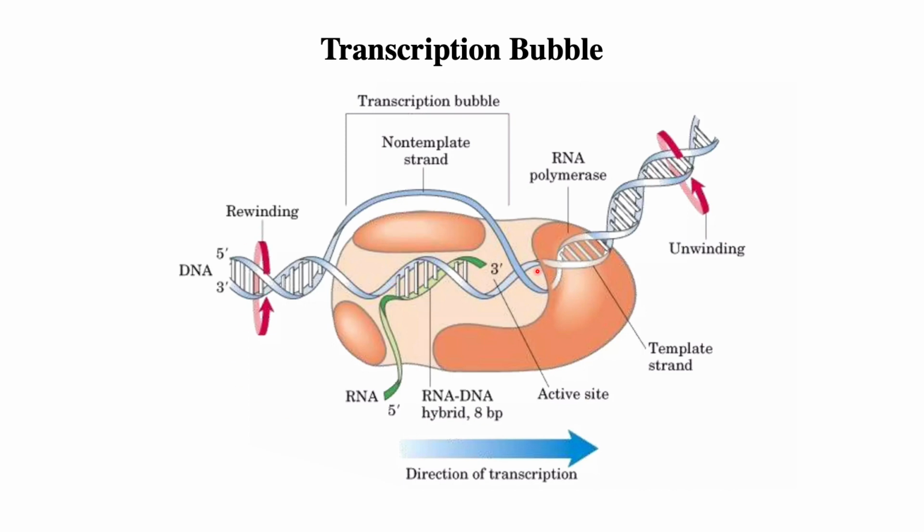So here's a detailed representation, a zoomed in view of what happens during transcription. This is the RNA polymerase enzyme. It binds to the double helical DNA, and as the RNA polymerase moves forward, it unwinds the strands, and behind it, the DNA molecule rewinds to form the double helix structure. Here's the template strand and the non-template strand, which is the coding strand, and this is the new RNA molecule that is being formed.